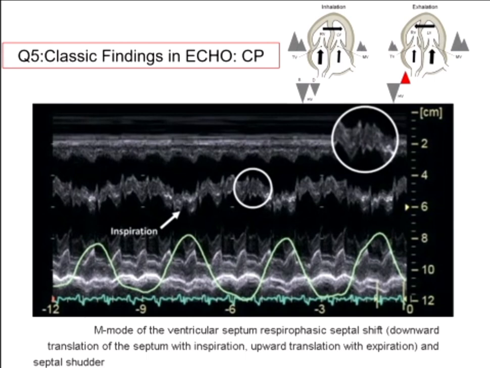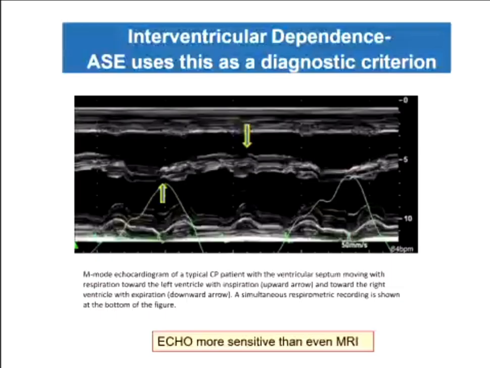So we have a respirophasic variation, where due to inspiration, you can see that the septum is going onto one side, and in expiration, it goes back on the other side. And on the top right, the circle on the top is what is called a septal shudder. All these are very, very classical findings of constrictive pericarditis, almost never seen in RCM.